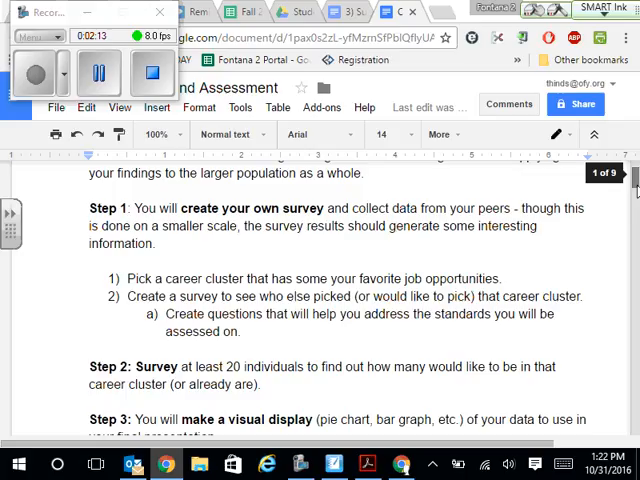Step 3, even though I wish there was a way for me to connect this so that each time the marks don't have to move, but I'm going to go with it anyway. Step 3, make a visual pie chart. That one we may come back to. Make a visual pie chart of your data to use in your final presentation. I think I will figure out a way to really kind of get that done, but it might be a little tricky because of how many choices there were on the list.